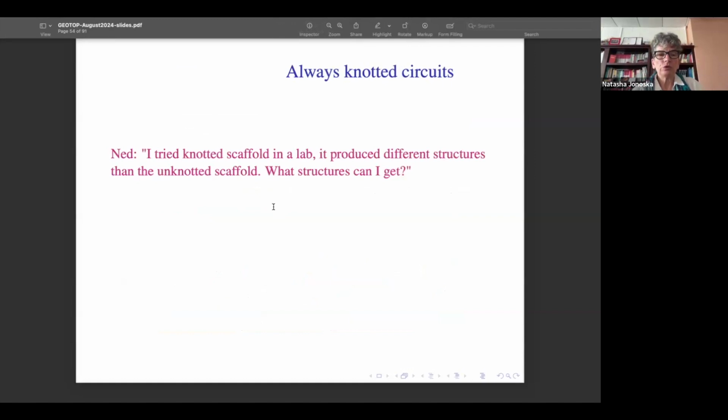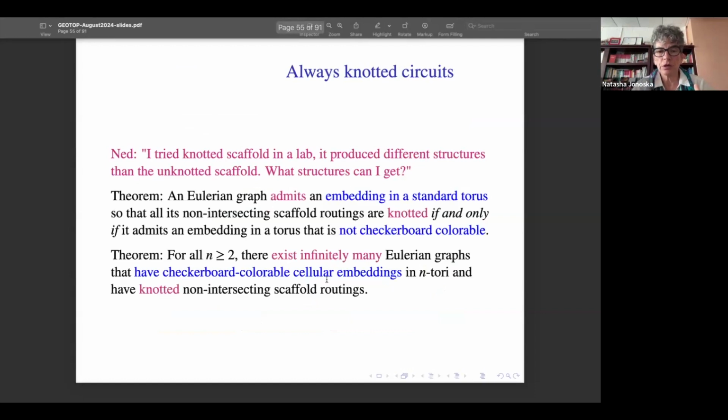I went back and talked to Ned, and Ned told me, well, I tried knotted scaffolding in my lab and I produced different structures. What can I do with the knotted? He actually took this viral plasmid and knotted it, and wanted to know what kind of origami structures he can get when he has a knotted structure. And then we observed different things.